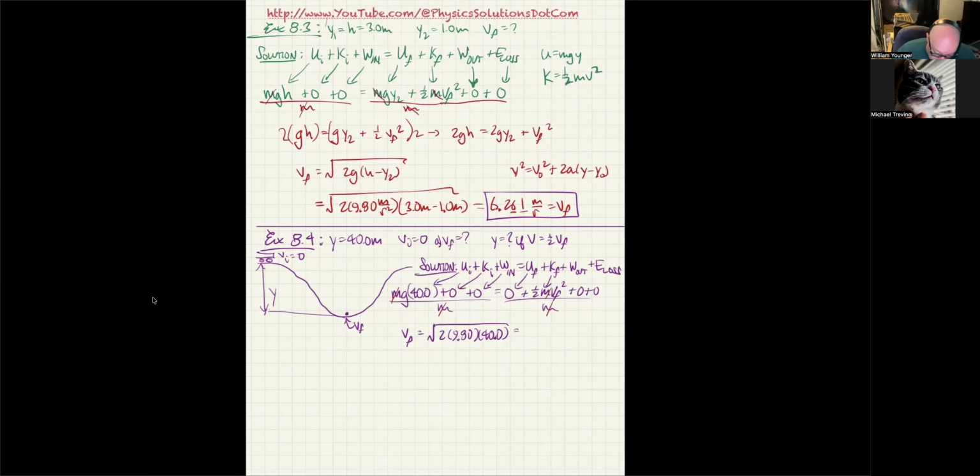So I'm going to take the square root of 2 times 9.8 times 40, and that gives me 28.0. Actually, I did use 3 sig figs, so 28.0 meters per second is the velocity that it has at the bottom of that hill. Any questions on that one?